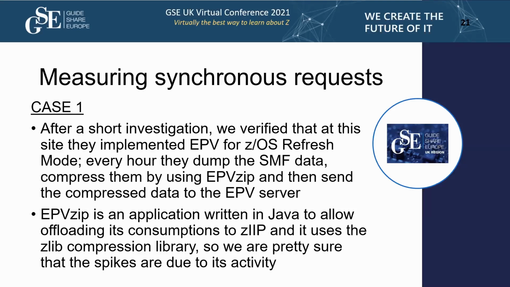So it's very likely that this application will be the one creating all these peaks, because the PVZip application, which compresses the data, is an application written in Java. And it, of course, runs on the zIIP. And it uses the zlib compression library, which is one of the possible libraries you can use to exploit the accelerator. So putting all these things together, we are pretty sure that the spikes that we saw in the previous graphs are due to the activity of PVZip.